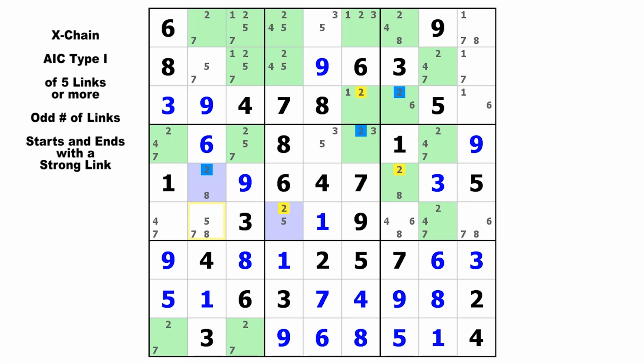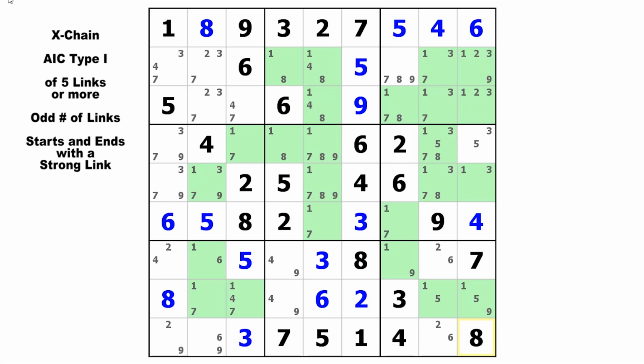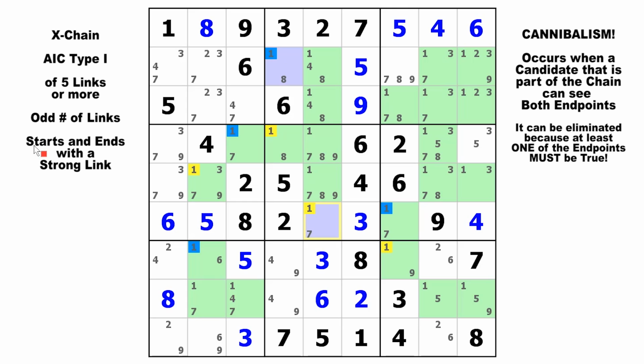All right, next one. Let's turn on the filter for candidate 1, and we have a 7-link X chain that starts here and ends here. So we've got strong, weak, strong, strong. So those are your 2 endpoints in the light blue cells, and once again we have a cannibalistic elimination on that one, and then 2 regular eliminations on those 2 1s.